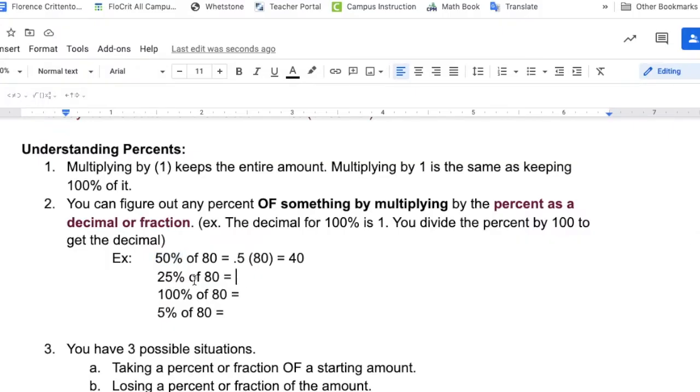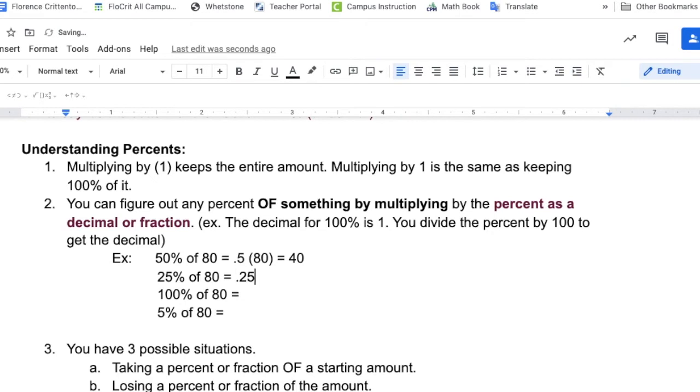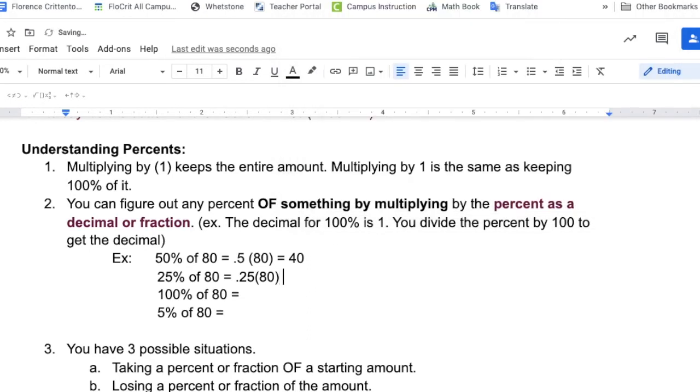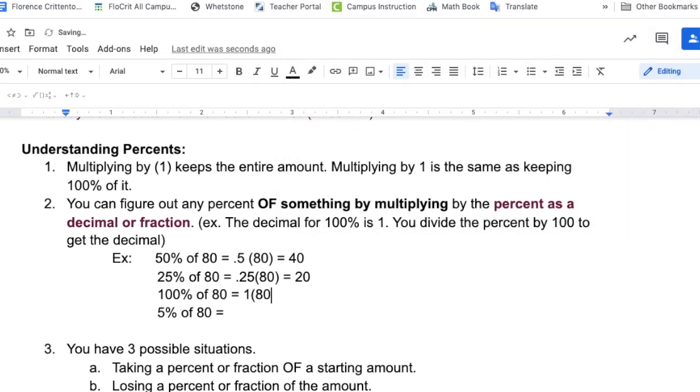So if I want to do 25% of 80, I take 25, divide it by 100, and figure out that 25% as a decimal is 0.25. And then "of" means multiply, 80. So I'm going to multiply that by 80 to figure out that 25% of 80 is 20. If I wanted to do 100% of 80, well, 100% divided by 100 is just 1, so 1 times 80 is just going to be 80, the whole 100% of it.